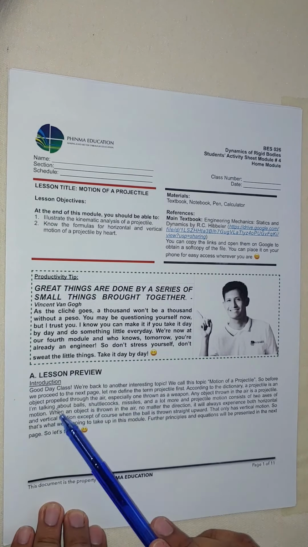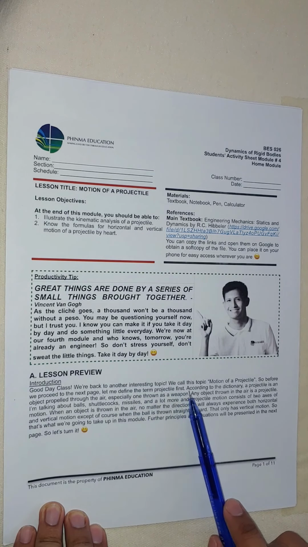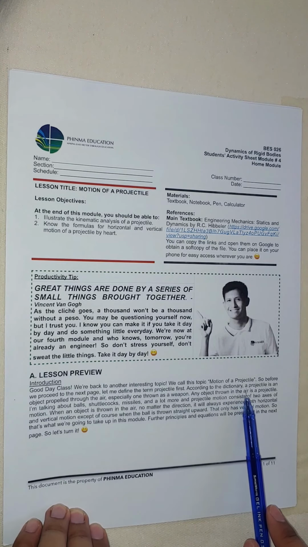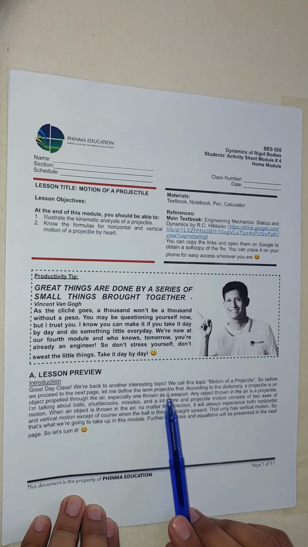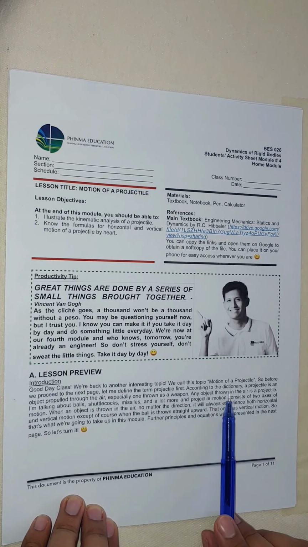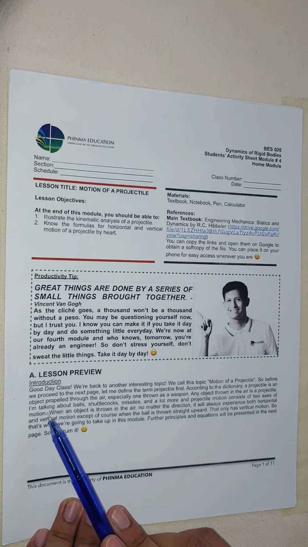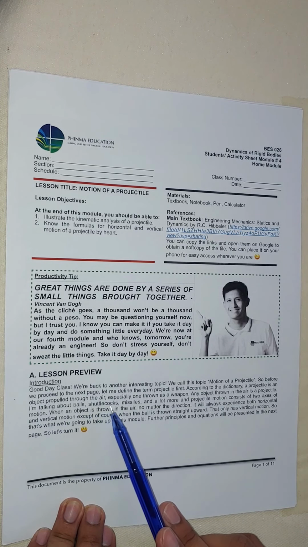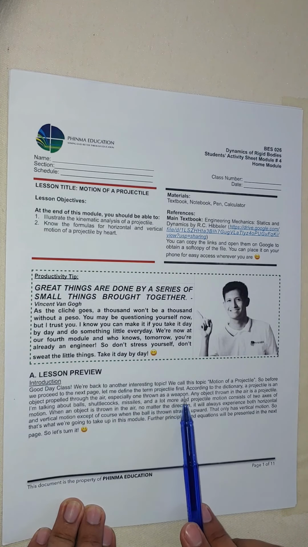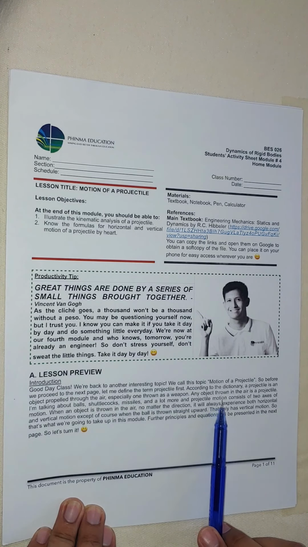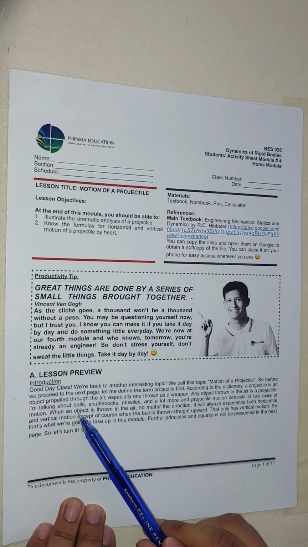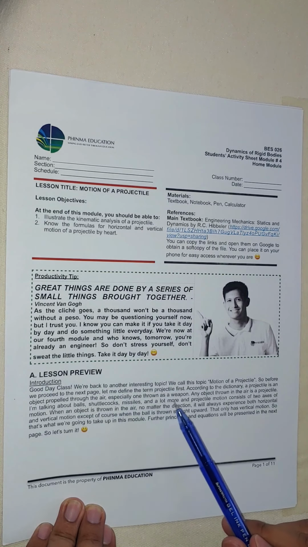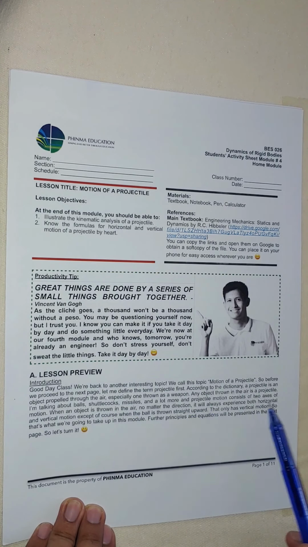So lesson preview. Our topic is the motion of a projectile. Let me define the term projectile first. According to the dictionary, a projectile is an object propelled through the air, especially one thrown as a weapon. Any object thrown in the air is a projectile. So it's either balls, bagangilaba, shuttlecocks, missiles, and other projectile motions.